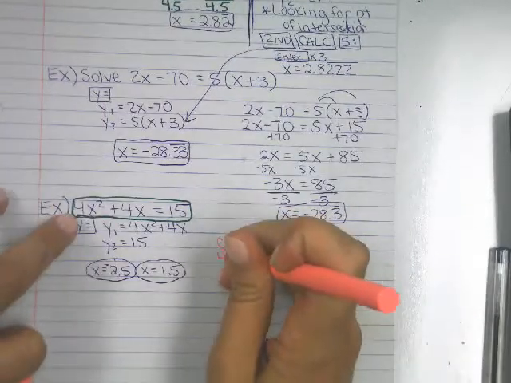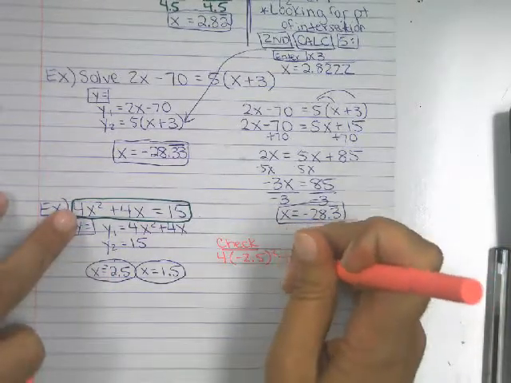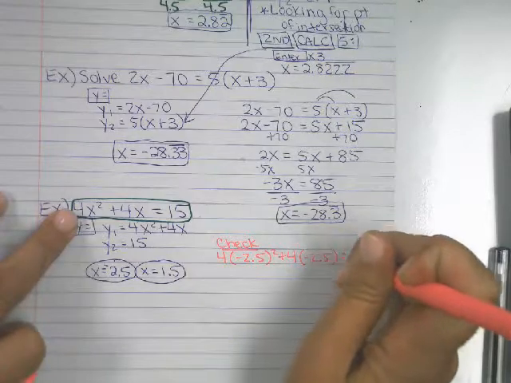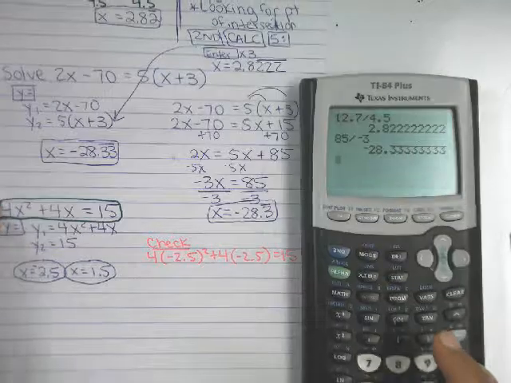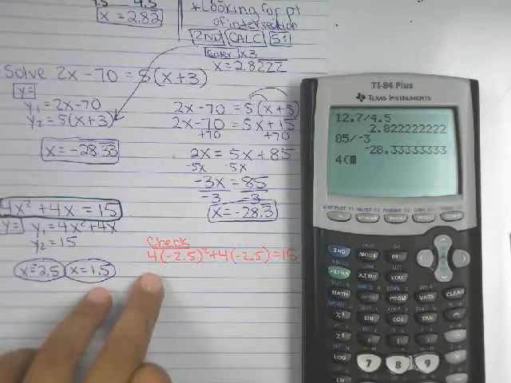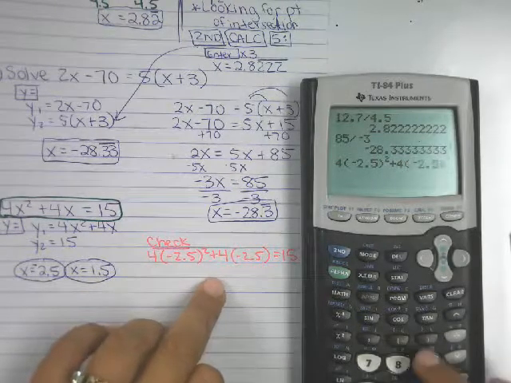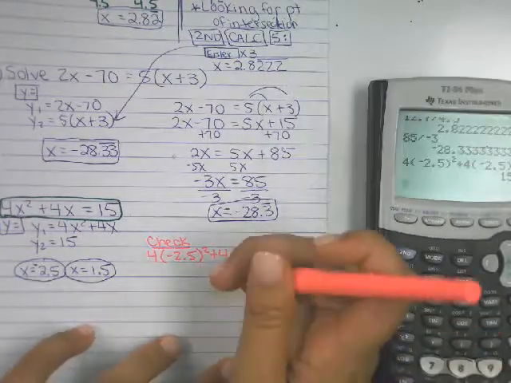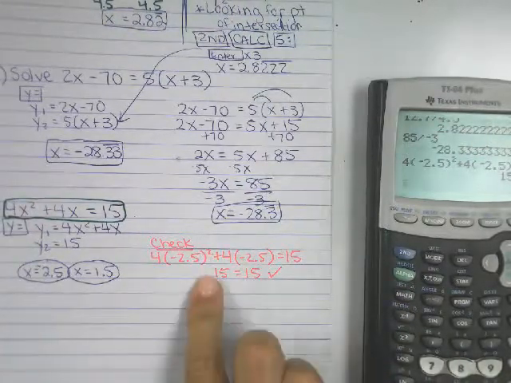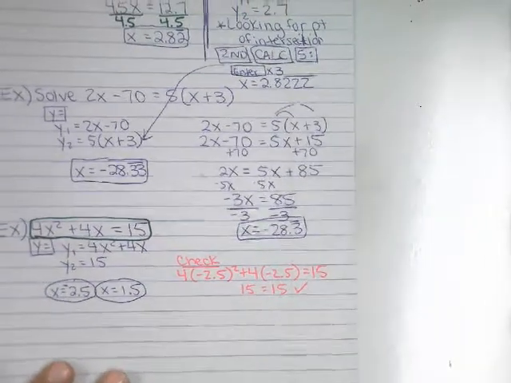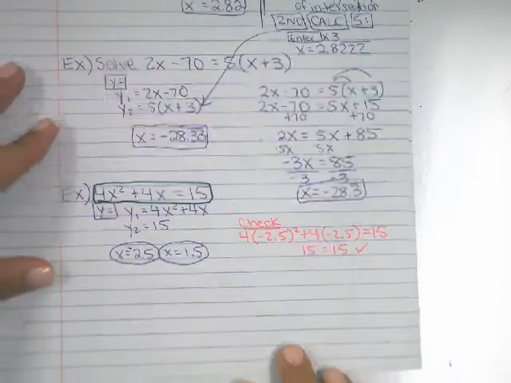So let's see, 4 times negative 2.5 squared, I'm just plugging this in, plus 4 times negative 2.5 should equal 15. Well, let's see. I just type it straight in. 4 parentheses, negative 2.5 squared plus 4 times negative 2.5. Yay, 15. And you can do that with the other one, or you can trust me. They work, okay? But this is a way to check. So if you're doubting yourself and you're like, oh, are these right? Plug them back in. See if they work. If they work, you know you're good.